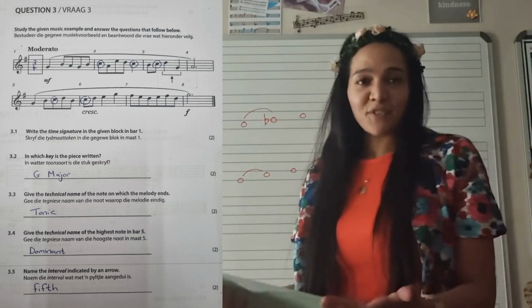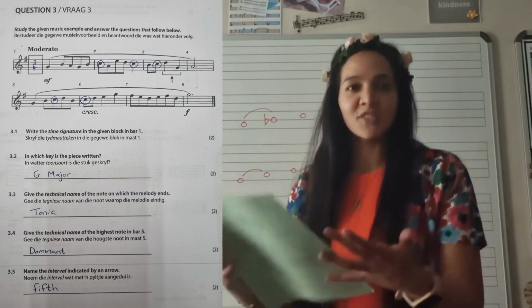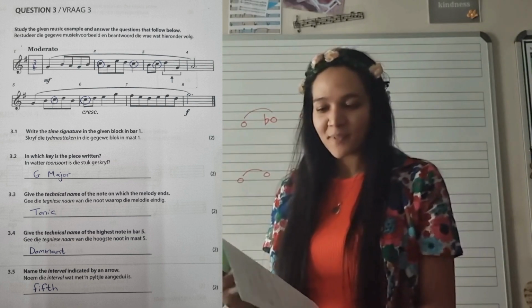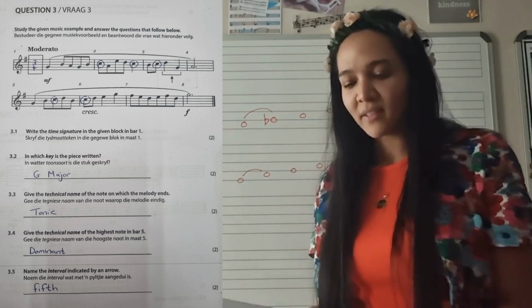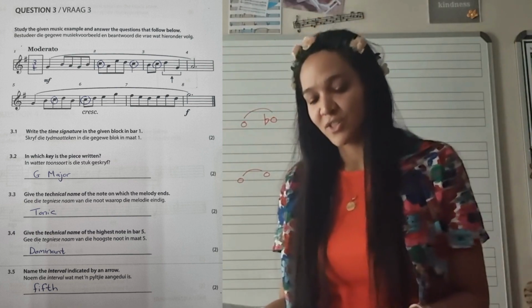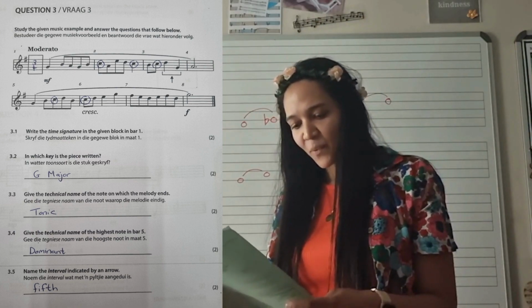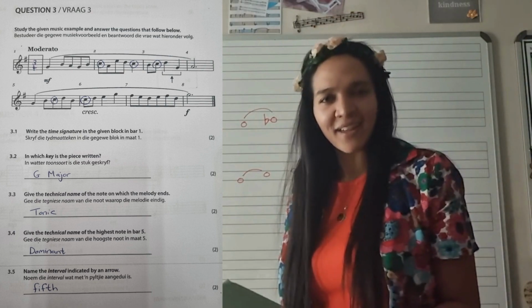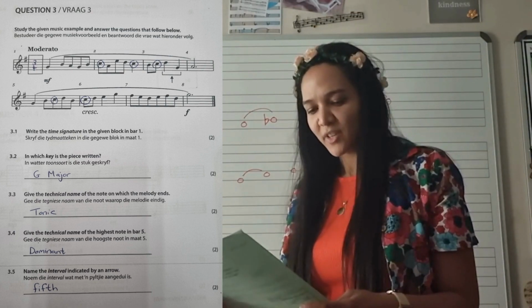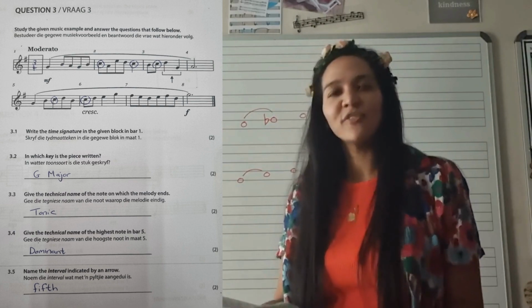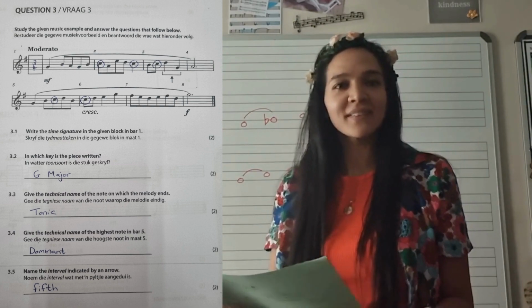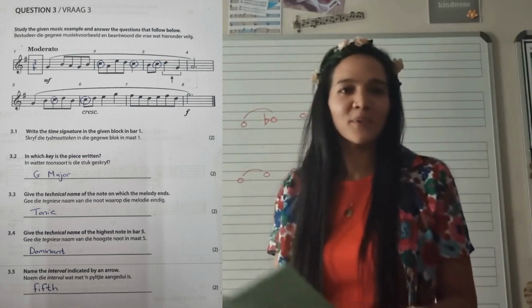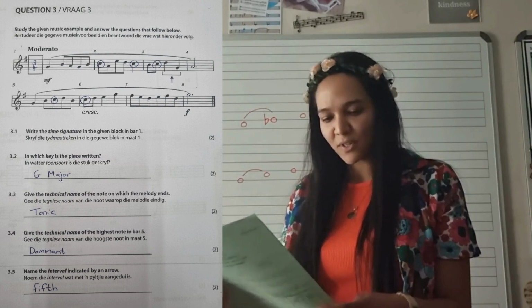So I see an F sharp in the key signature, so that says G major to me. It's also confirmed by the little extract starting on a G and ending on a G. Then they say, what is the technical name of the note on which the melody ends? It is a high G. And in G major, G is of course the first note, and that means the technical name for the first note is tonic. We will write tonic there and get our 2 marks.